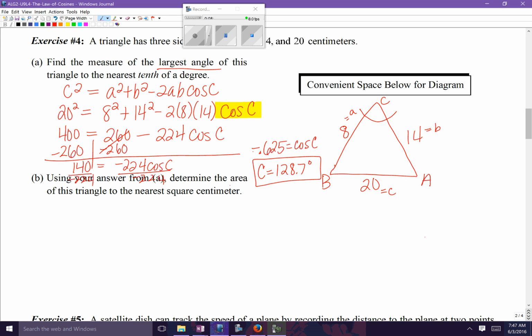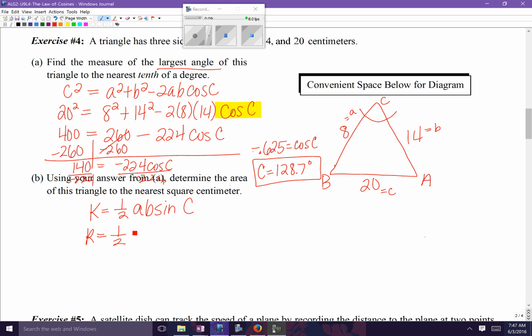Using your answer from part A, determine the area of this triangle to the nearest square centimeter. So maybe we haven't discussed this explicitly yet, but the formula for the area of a triangle can also be found on your reference sheet. And it's this one. I'm not sure why they use K, but we're going to go with it.